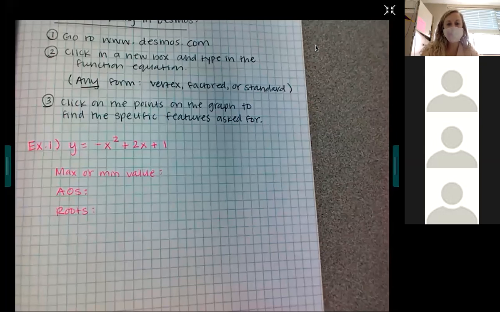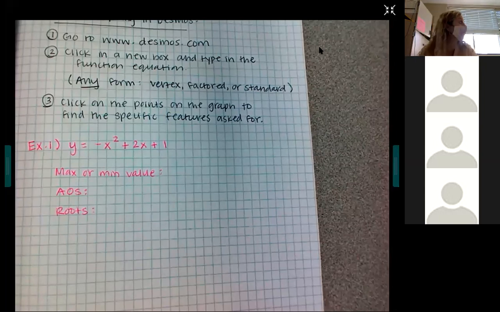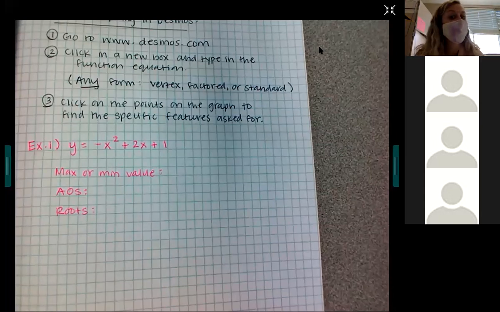All right, so example 1, copy down this equation. We're going to find the max or min value, which y'all do know how to do by hand, I hope. How would you do this by hand? For extra credit, 2 points. Not factor it, that's for the roots. The max or min is the vertex. You're right, it's the vertex. So how do you find the vertex if you were finding it by hand?